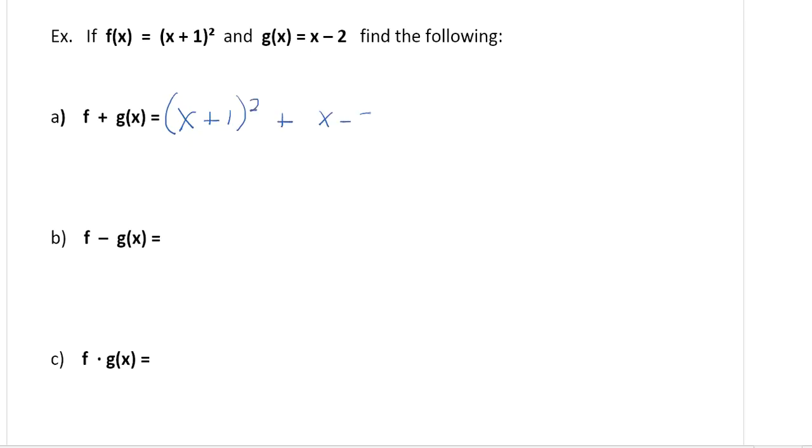So this is correct, but it's not simplified. In order to simplify this, we need to FOIL out this function f, because it's x plus 1 times itself, x plus 1. So foiling that, we get x squared plus 2x plus 1, and then I'm adding to that an x minus 2. So now we combine like terms, and our final answer would be x squared plus 3x minus 1. And that's just the new function, that is the f plus g of x.